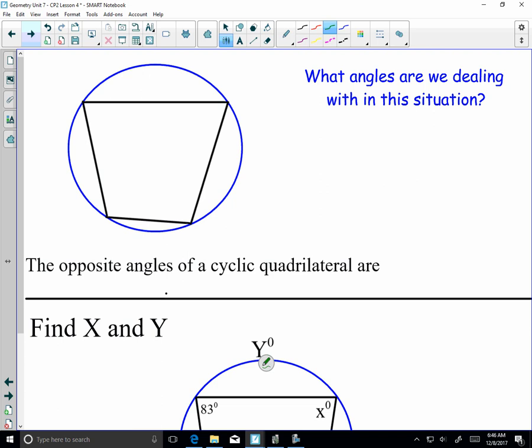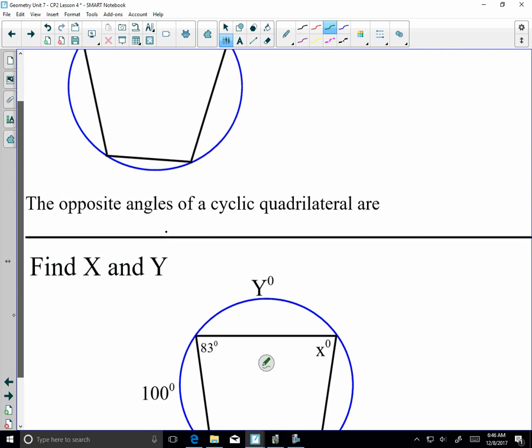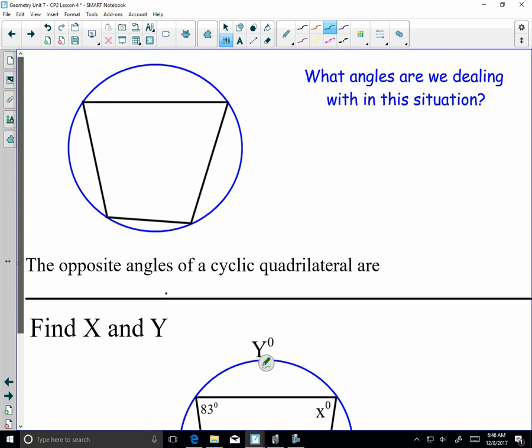Okay, now we've got a quadrilateral inscribed inside of a circle. And what we will find out is that opposite angles of a cyclic quadrilateral are supplementary, or they add up to 180. Okay, now, why does that make sense? Let's look at these opposite pieces.